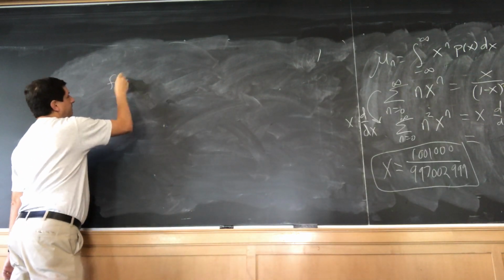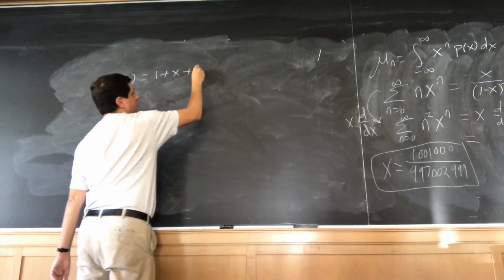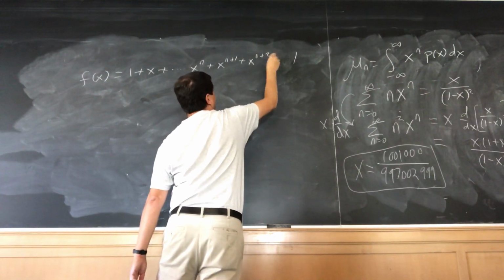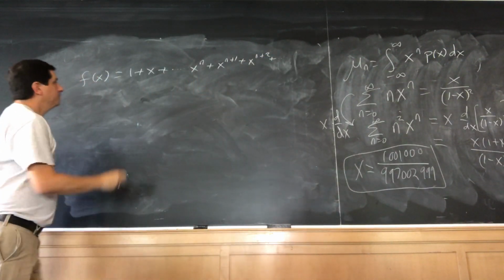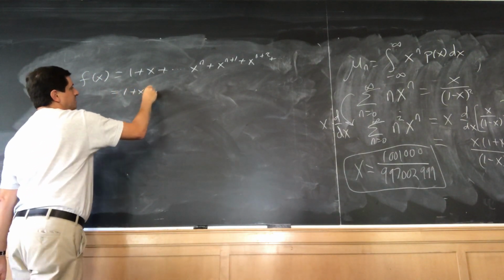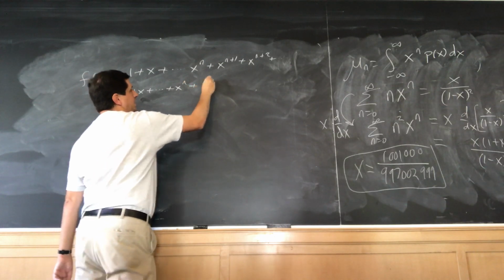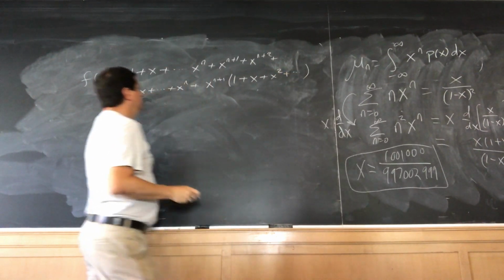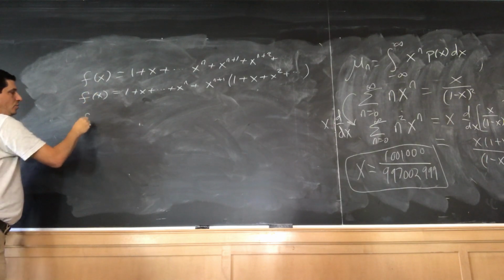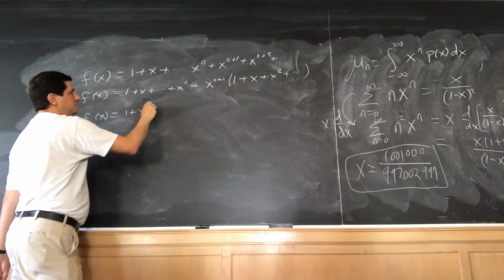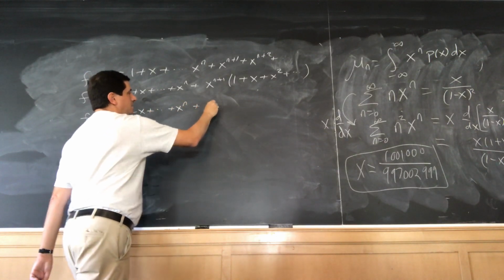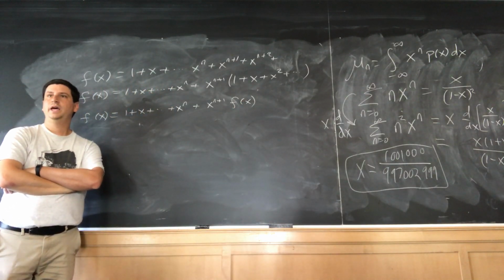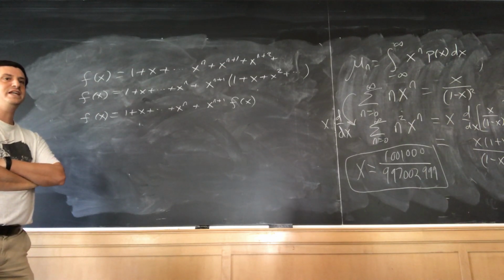So let f of x be 1 plus x plus dot dot dot x to the n plus x to the n plus 1 plus x to the n plus 2. So this is a geometric series. So this is the same as 1 plus x plus dot dot dot x to the n plus x to the n plus 1 times 1 plus x plus x squared, and so on. So f of x is 1 plus x plus dot dot dot x to the n plus x to the n plus 1 times f of x. And the idea is when you're trying to do the analysis, this is now a finite sum.